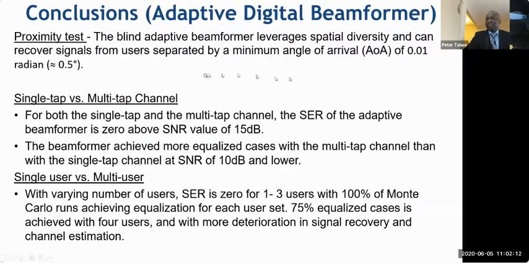We've also been able to determine the separation between users, the minimum separation that needs to be between users before the system can equalize signals successfully. And we have compared the performance of our system in the single tap scenario versus a multi-tap scenario, and the single user scenario versus a multi-user scenario.